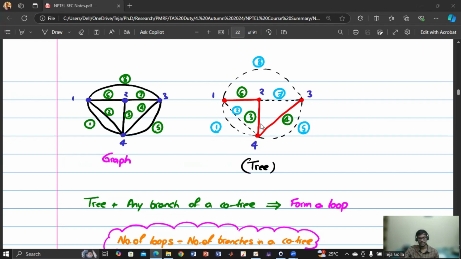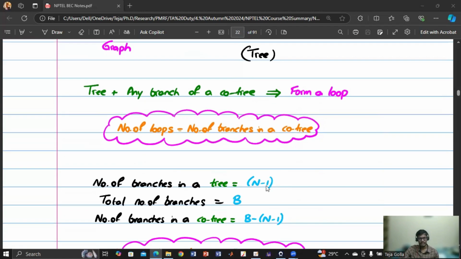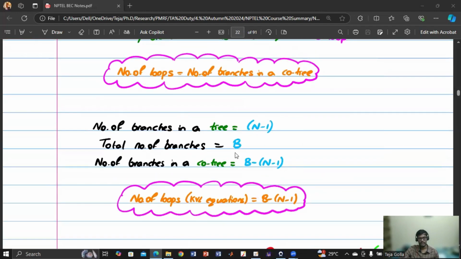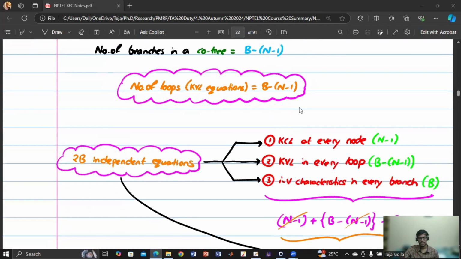So how can I find the number of branches in the co-tree? It is the total number of elements in the given circuit minus the number of elements in the tree. Or I can say the total number of branches b minus the number of branches in the tree. Because there are n nodes, the branches in a tree will be n minus 1. So b minus n minus 1 is the number of branches in the co-tree, which is also equal to the number of loops. So the number of KVL equations that we will be getting is b minus n minus 1.